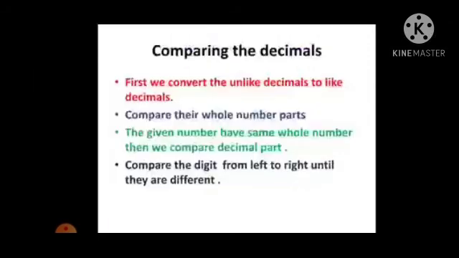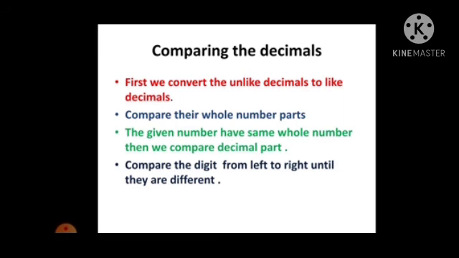Okay students. Now next example. Here we already saw how to solve this. This is called a terminating decimal. Okay. Now next, comparing decimals. When we are comparing decimals, first we convert unlike decimals to like decimals. Then compare the whole parts, whole numbers, and if the given numbers have the same whole number, then we compare the decimal parts. Compare the digits left to right.